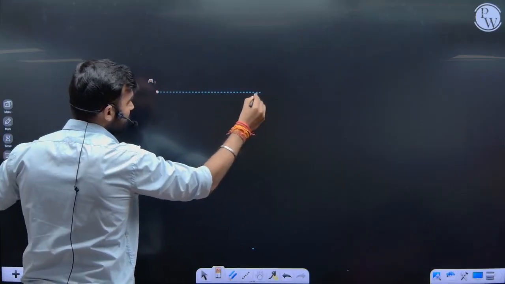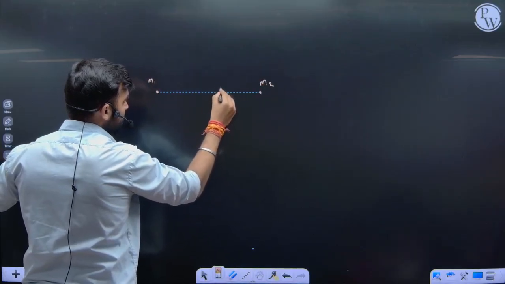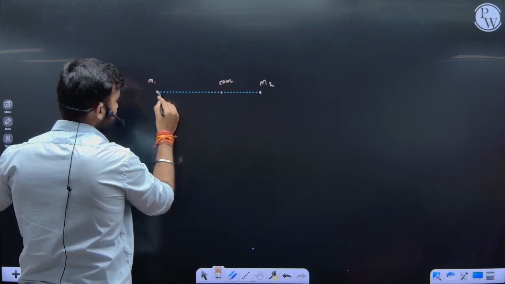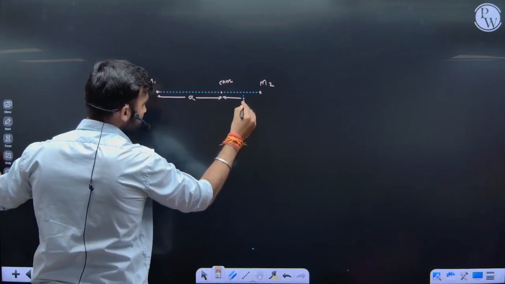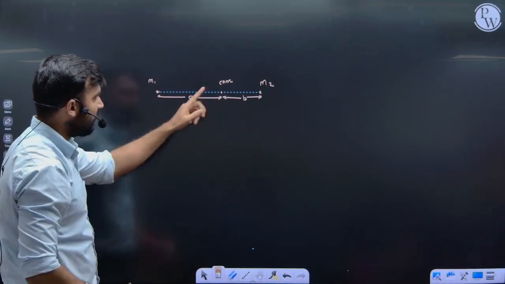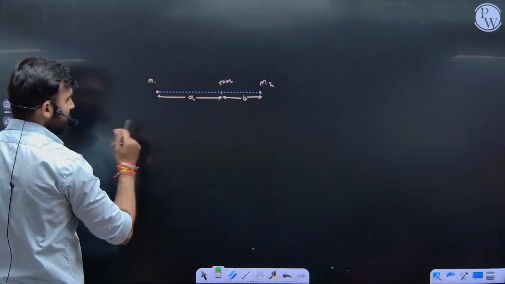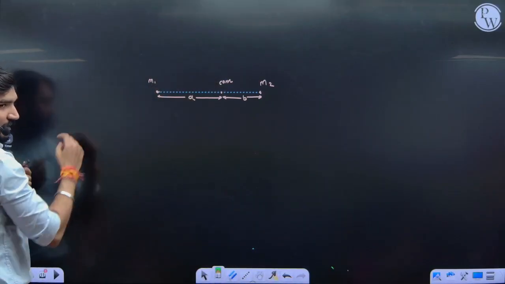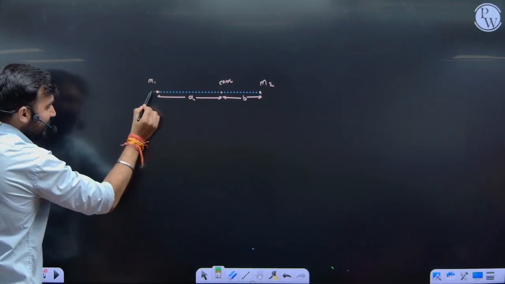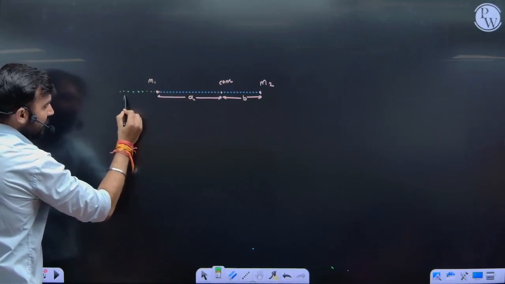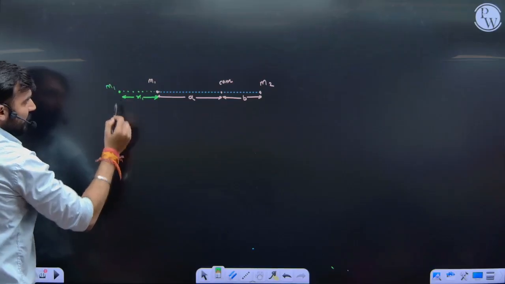m1 mass is this, m2 mass is this. Let's say this is the center of mass. This separation is given as A. This separation is given as B. In the question, M1, M2, A, B are given. Now I am taking this M1 and displacing it here. How much displacement? X1, it is given. So now this is the final position of M1.